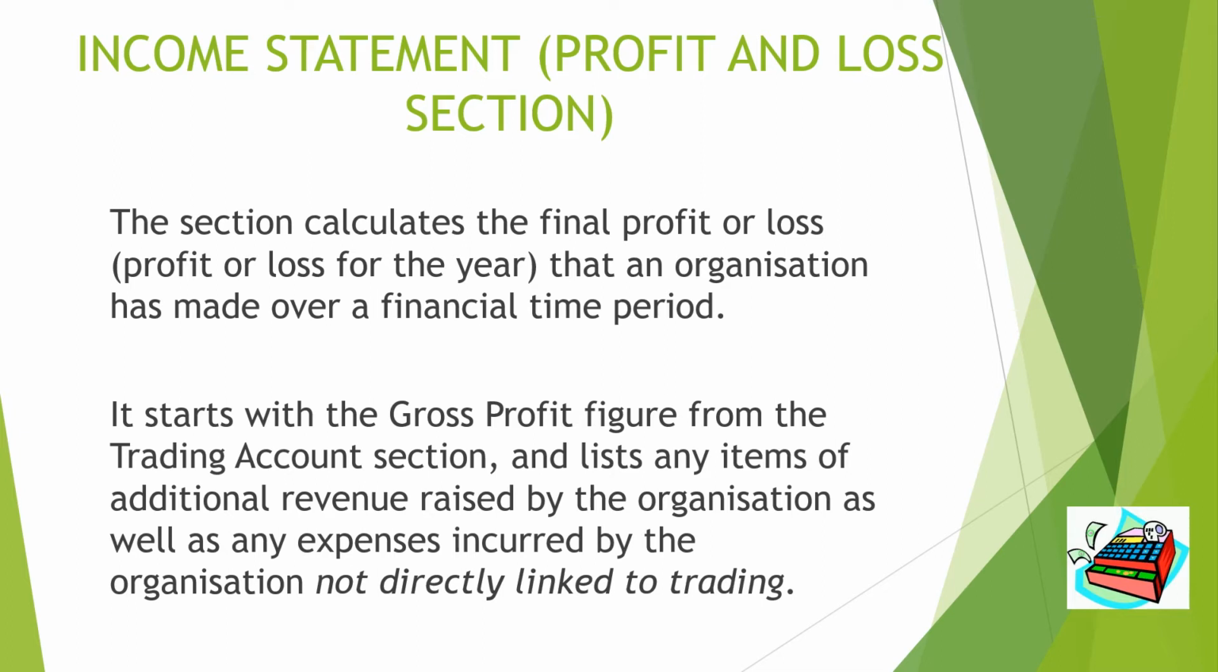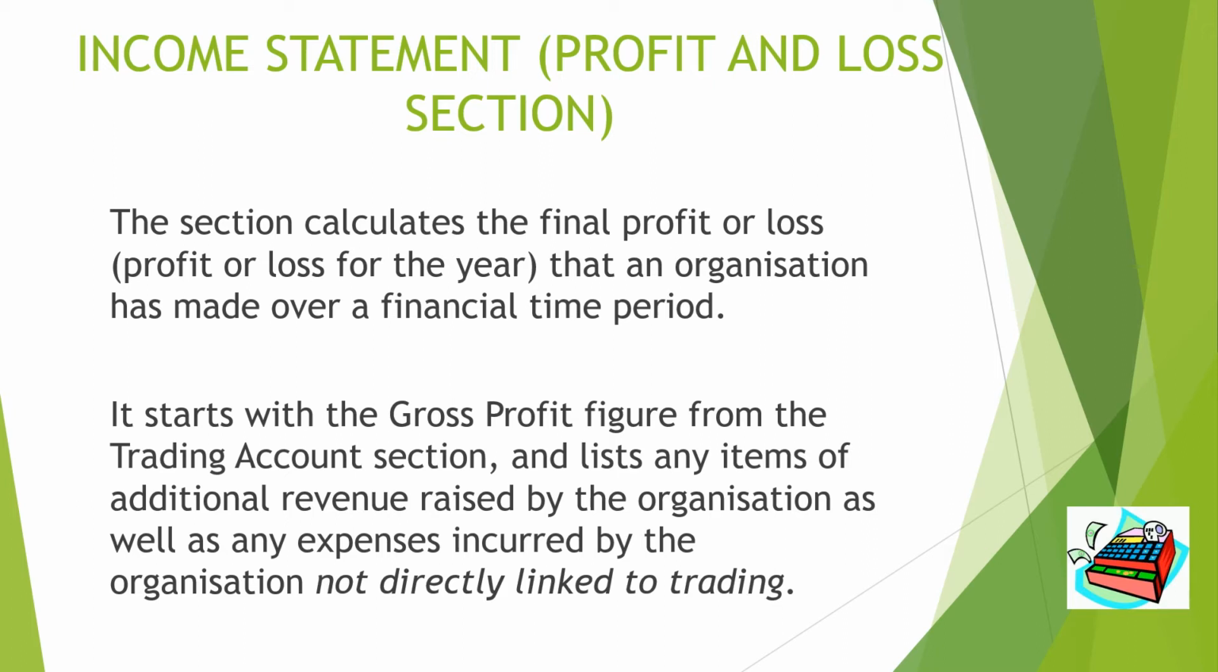The section calculates the final profit or loss, we call it the profit or loss for the year, that an organisation has made over a financial time period. It starts with a gross profit figure from the trading account section and lists any items of additional revenue raised by the organisation, as well as expenses incurred, not directly linked to trading.